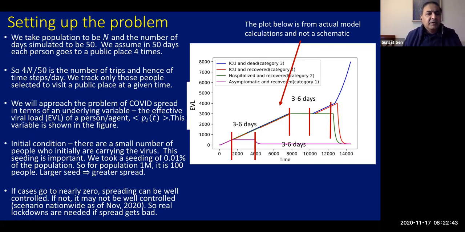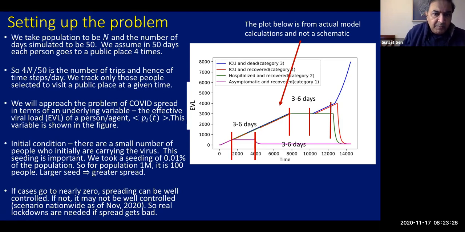So if you're then counting the total number of trips, it's 4n. And if you divide that by the number of days, 4n over 50 is the number of trips and hence the number of time steps per day, if you will. At the very least, you need to do that. We track only those people selected to visit a public place at a given time. So we don't track the whole population. This is very much in keeping with the simulations of Epstein and company at Johns Hopkins, where they only tracked people who went out and so on. There were several other groups that also tried that approach to keep the computational complexity and data storage within limits.